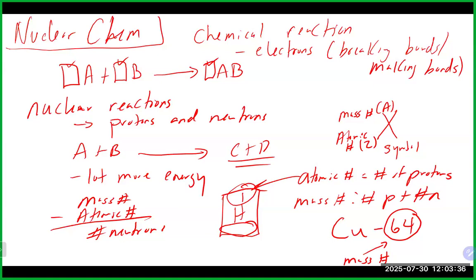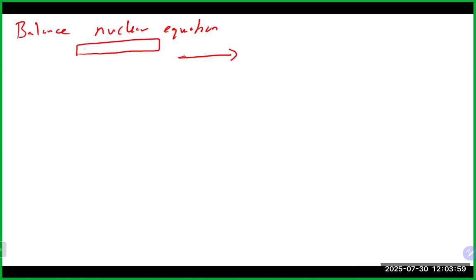Because of this difference in what's happening with the nucleus, when we balance nuclear equations, since we do not have conservation of elements, there are two things that you want to make sure are done when it's all said and done. When you add up all the mass numbers, which are the numbers up on top on the left-hand side, it needs to equal all of the mass numbers on the right-hand side of the arrow.